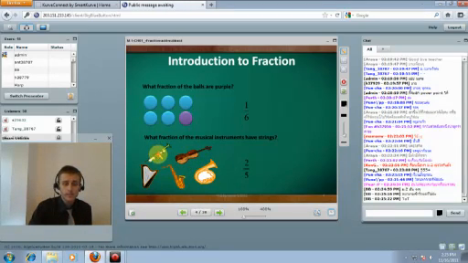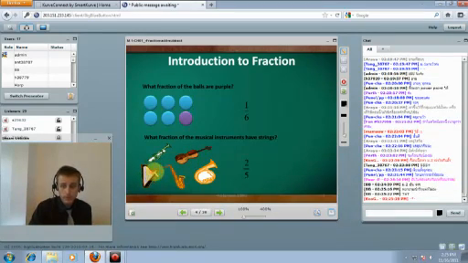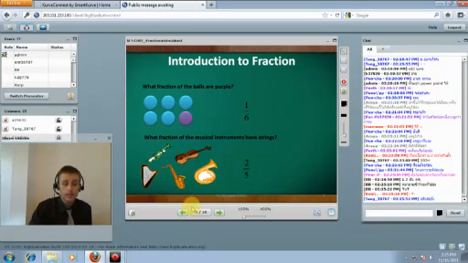Does this have strings? No, a trumpet does not have strings. A violin does have strings, so we know 1. A harp has strings, so we have 2. A saxophone does not have strings, and a tuba does not have strings. So we have 2/5. 2 out of 5. So 2 is the numerator, 5 is the denominator.